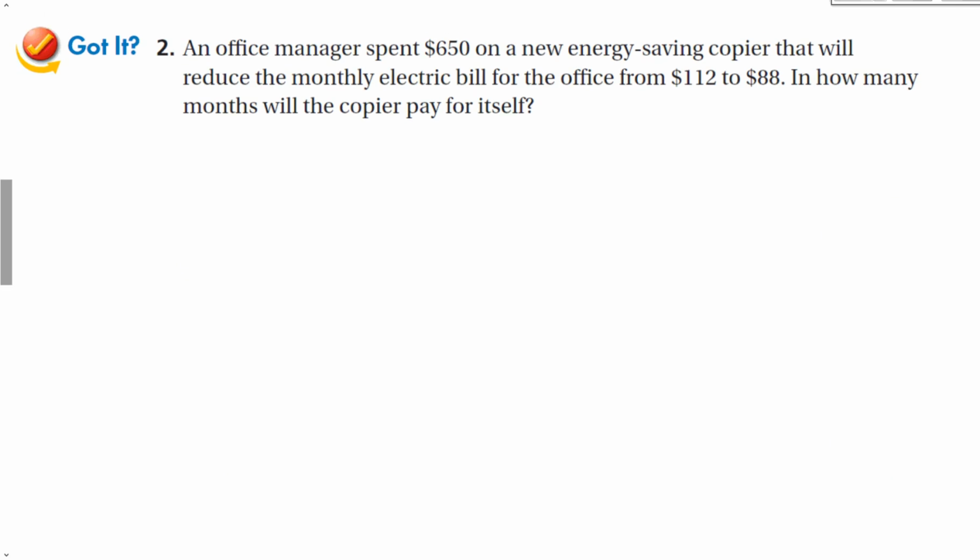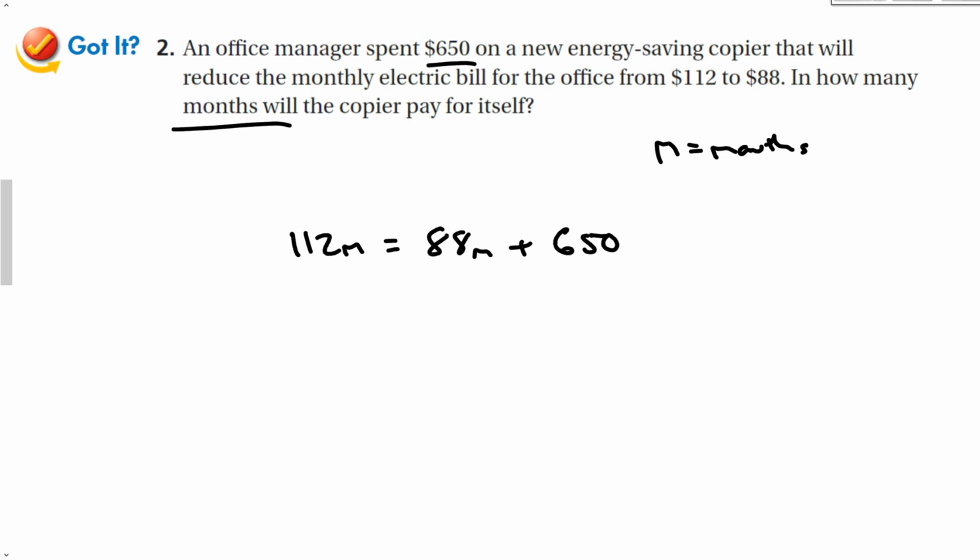Office manager spent $650 on a new energy-saving copier that will reduce monthly electric bill for the office from $112 per month to $88 per month. So here's my variable. Make sure I got it this time. Okay, so how many months will the copier pay for itself? So usually we would spend $112 per month. I want to figure out where this new copier is going to be cheaper, but costs $650.